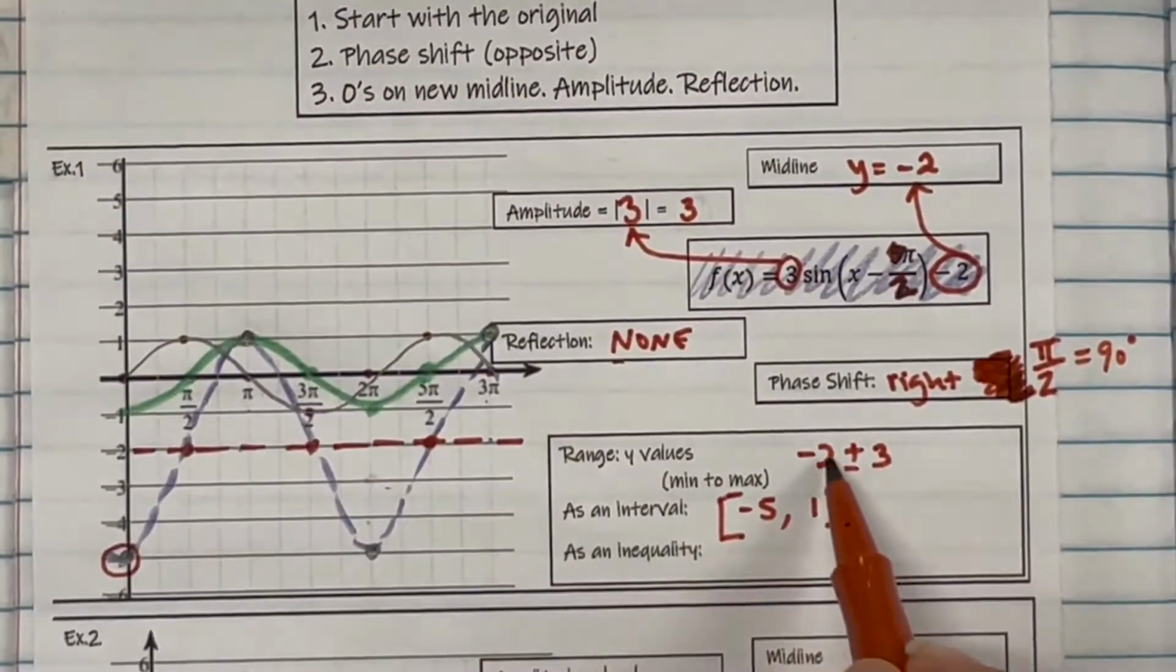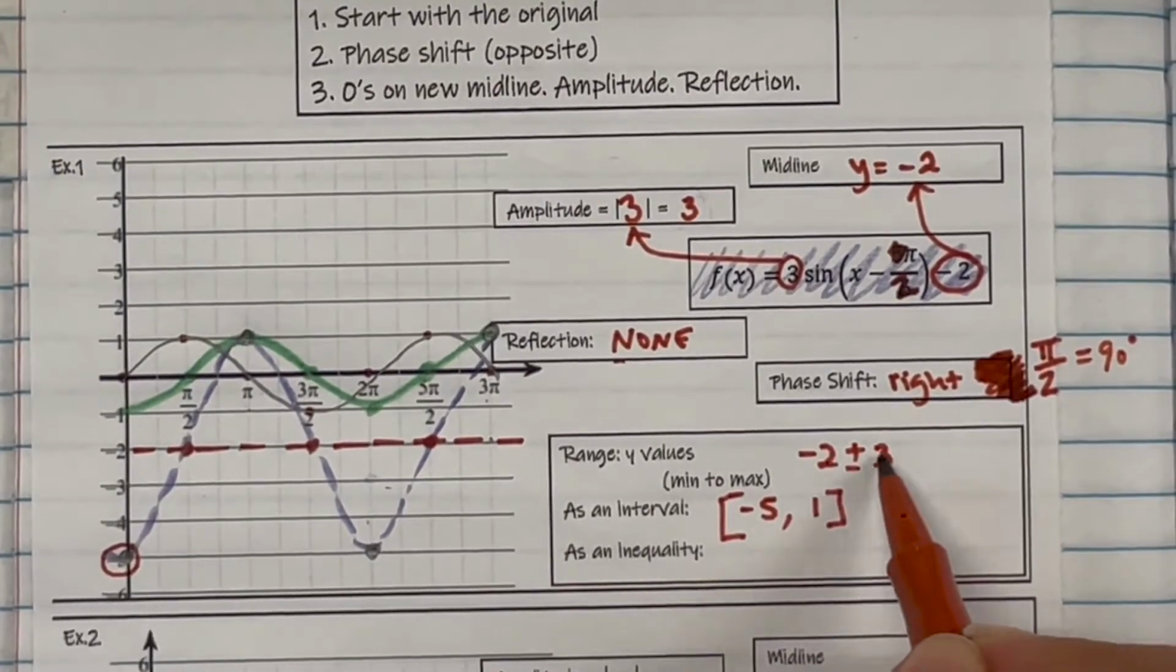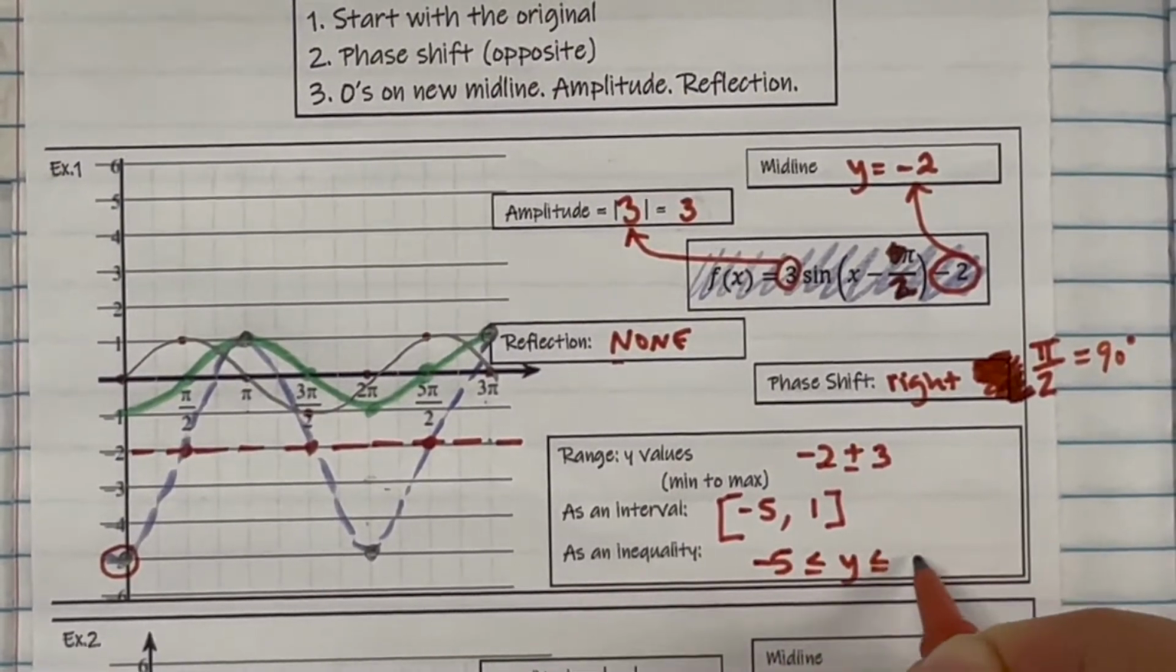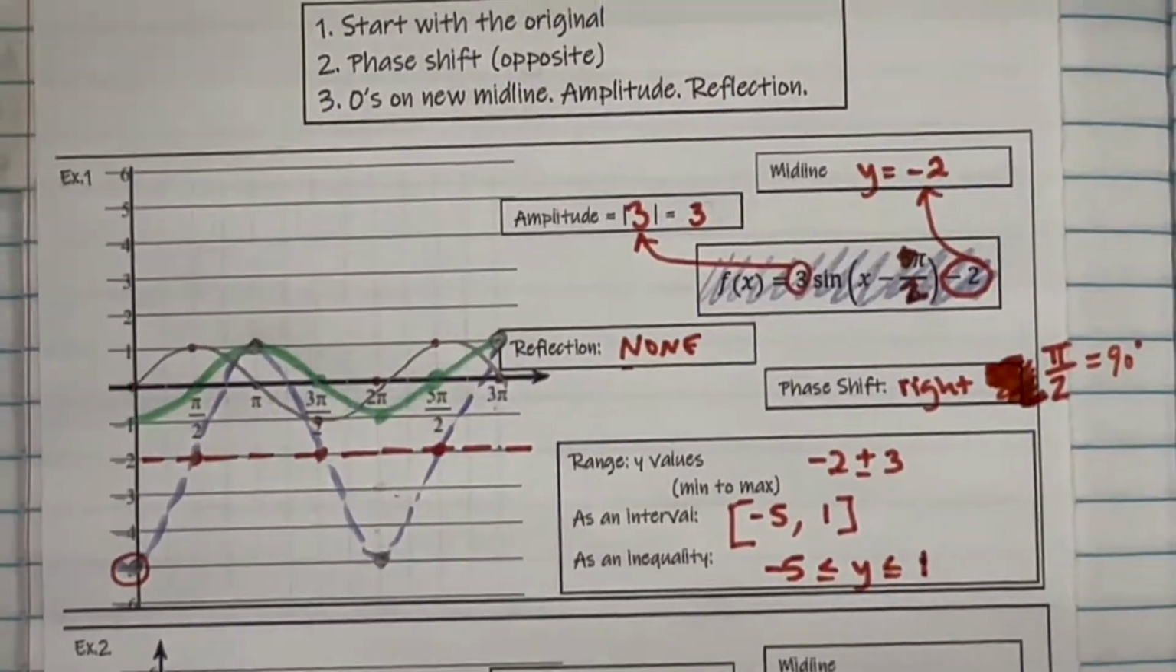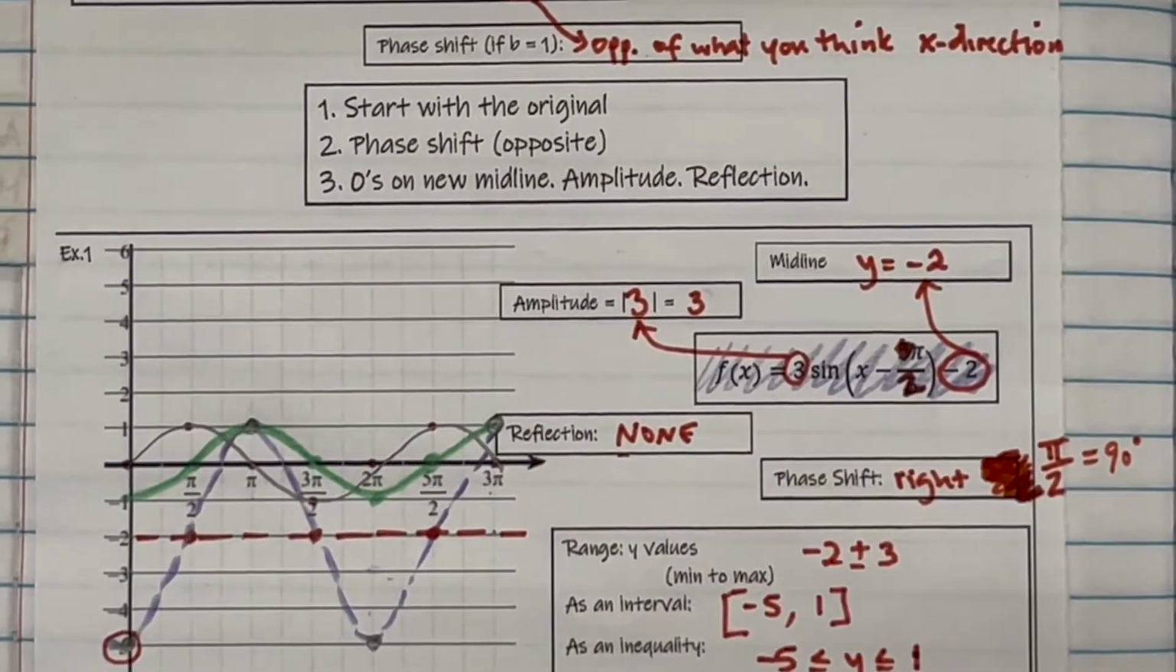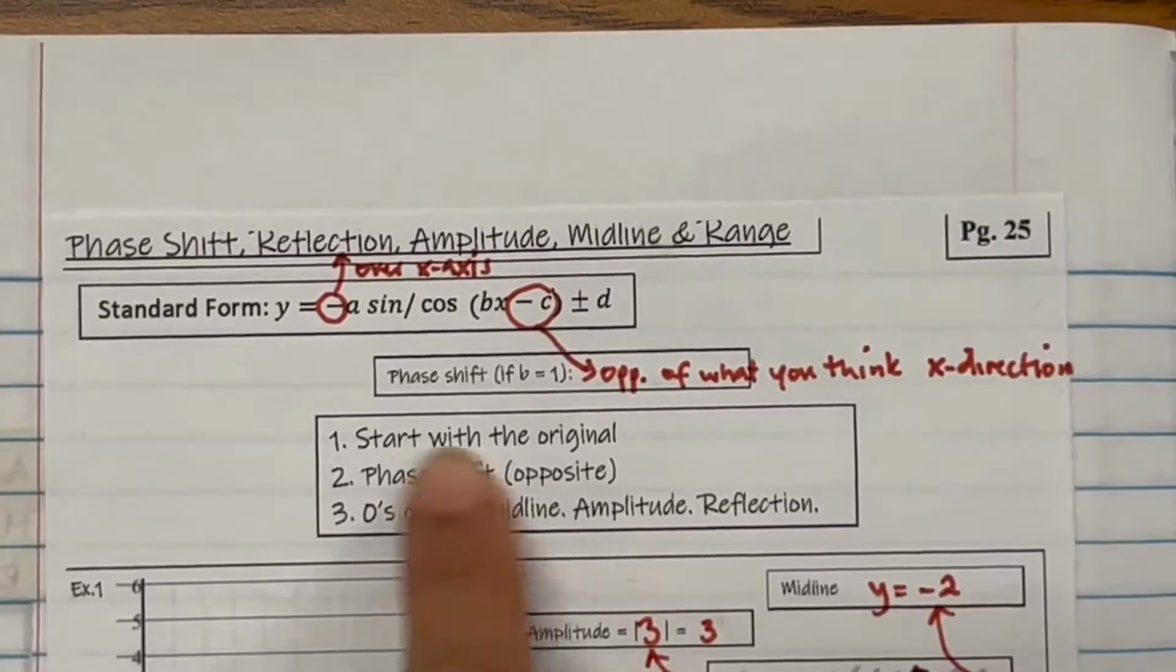So it's the midline plus or minus the amplitude. So -2 plus 3 is 1, so that works. And then -2 minus 3 is -5, so that works. Okay, so we can use this shortcut every time, or you can look at your graph. All right, let's take a look at one more example.